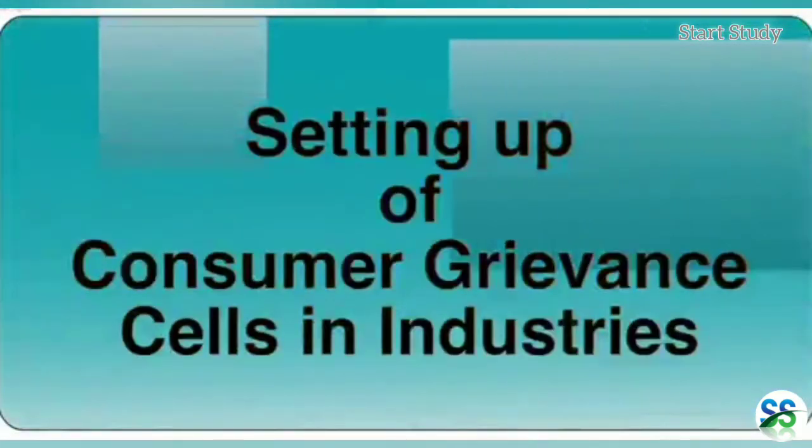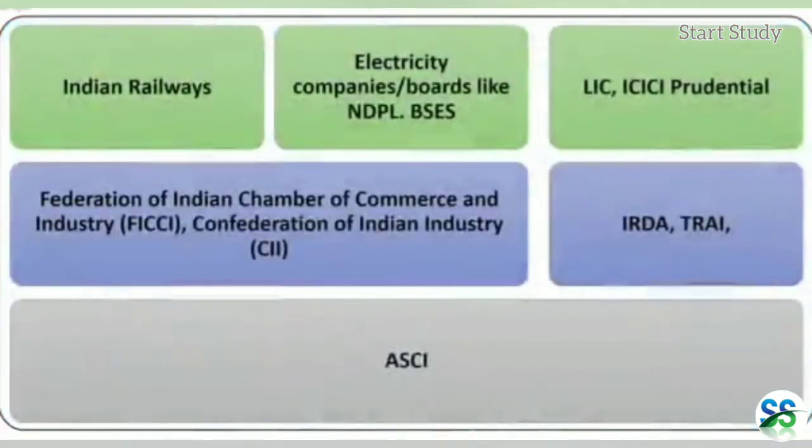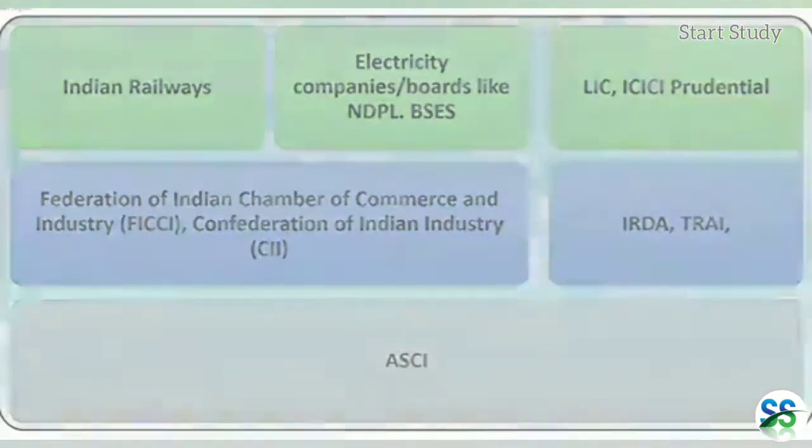Setting up of consumer grievance cells in industries. Leading consumer goods manufacturing companies and certain public utilities like the Indian Railways and electricity companies or boards like NDPL, BSES, and insurance companies like LIC of India and ICICI Prudential have recently set up consumer grievance cells with nodal officers to look into consumer complaints. The Federation of Indian Chamber of Commerce and Industry, Confederation of Indian Industry and certain other regulatory bodies including IRDA, TRAI and ASCI have also set up consumer grievance cells.